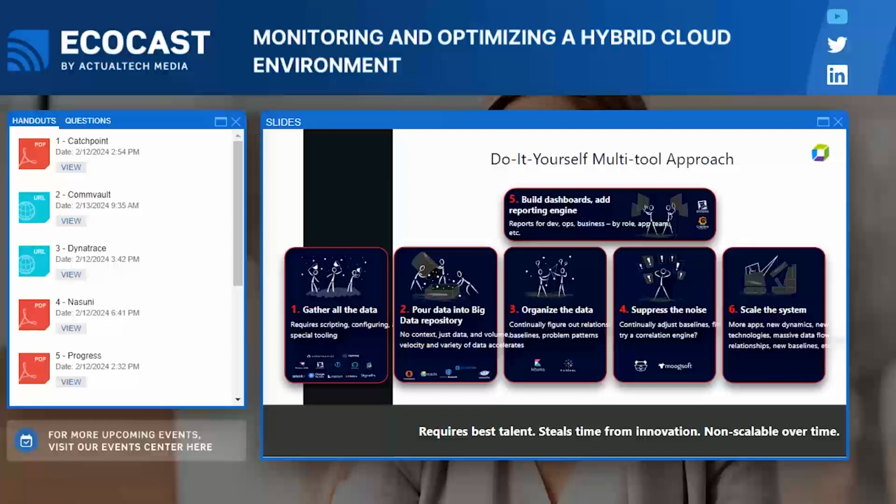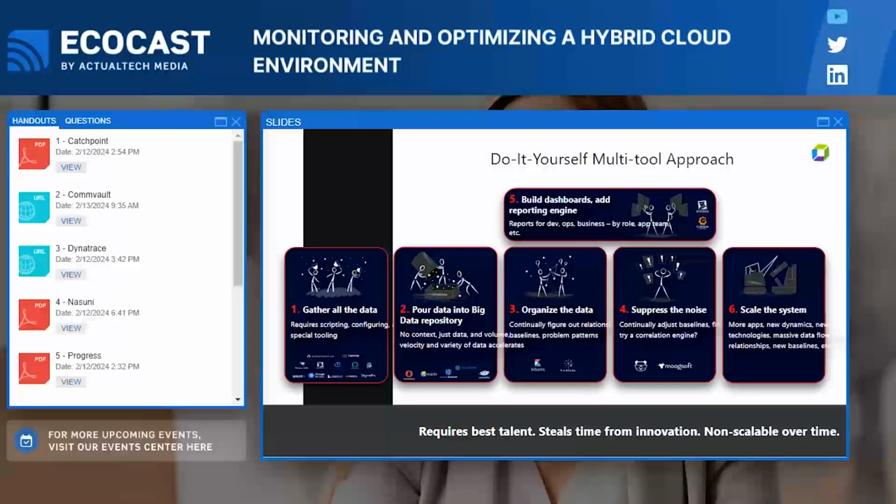You want to suppress the noise. This is where we talk a lot about alert fatigue. And when teams are responding to things that maybe the baseline has shifted over time and is now no longer cause for alarm. And then, of course, you want to scale your system, scale your business as a whole.